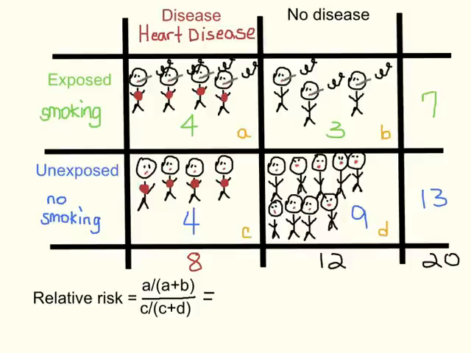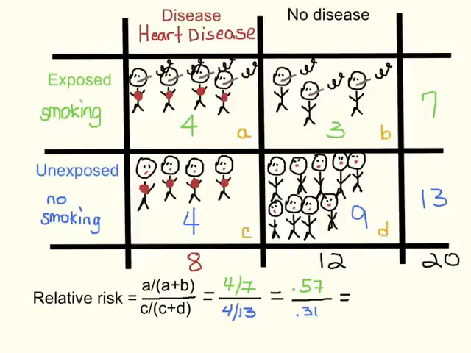So just to calculate A over A plus B, we've got A, the cases among the exposed. So now we're just looking at the people who are exposed. That would be the cases over the total number of exposed, right? So that's 4 over 7, which equals 0.57, and then we'll do the same thing for the unexposed.